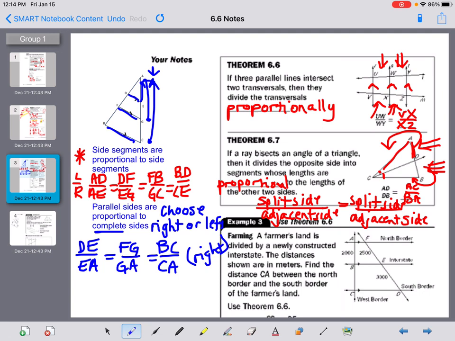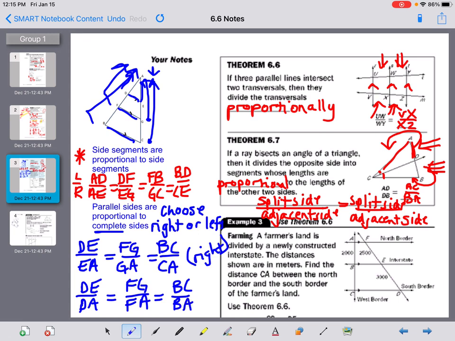So if I went to the left side, I might say DE, and to go to the top, it would be DA, okay? And then FG, now if I go to the left side here, it's going to go all the way to the top, so it would be FA, okay? And the final one there, if I did BC on the bottom, it would have to go all the way to the top here with BA, okay? So this would be if I worked with the left side, okay? So you kind of have to choose a side and then stick to that side for all those problems.